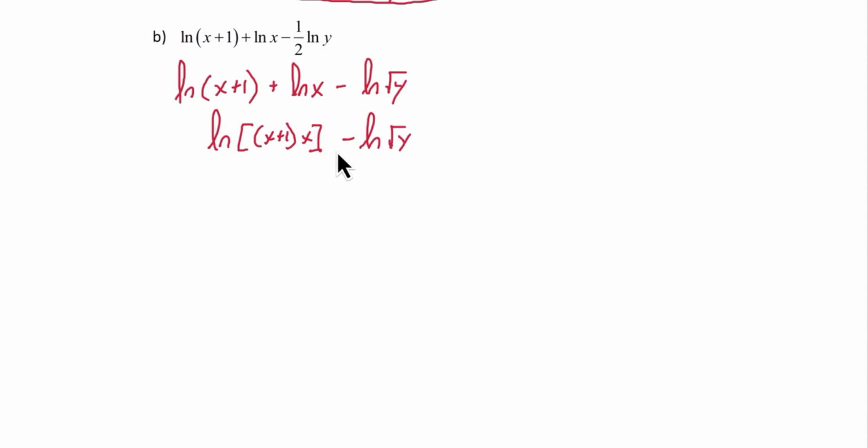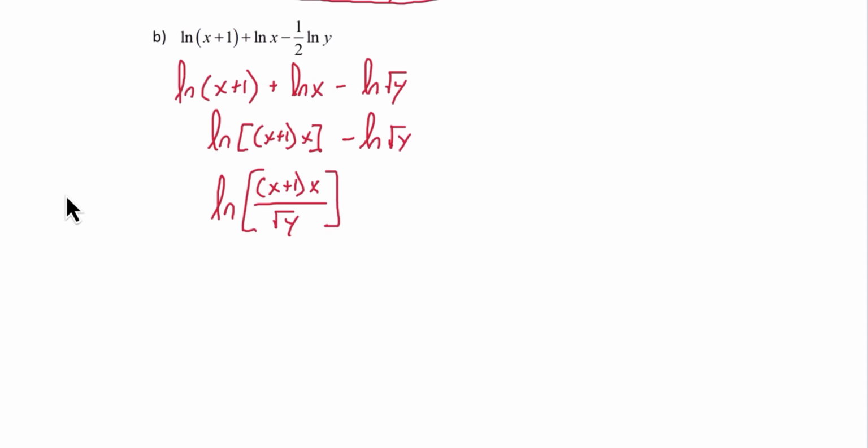Now we have subtraction. When you have a difference of logs and we want to condense it, that will become a quotient in the argument. So that is ln of x plus 1 times x divided by the square root of y. And that's one big argument on the natural log.